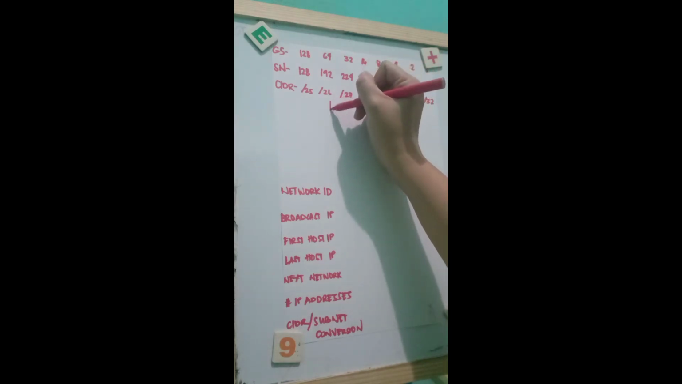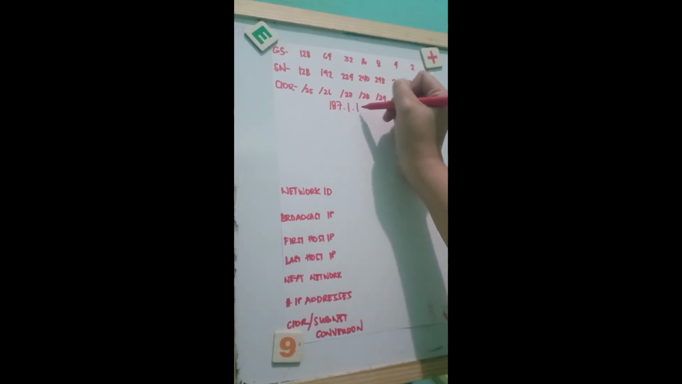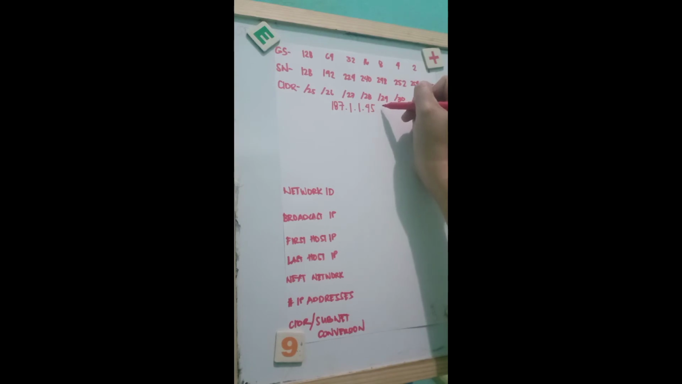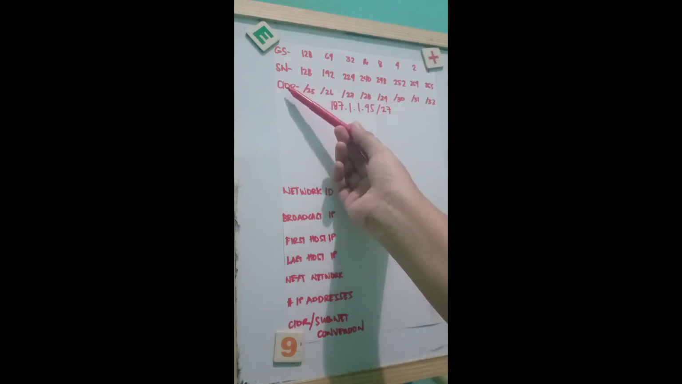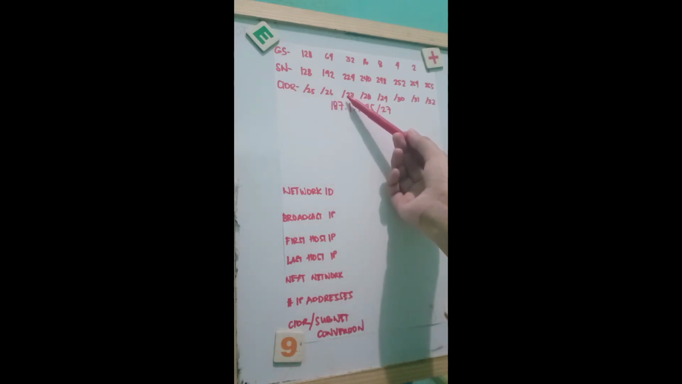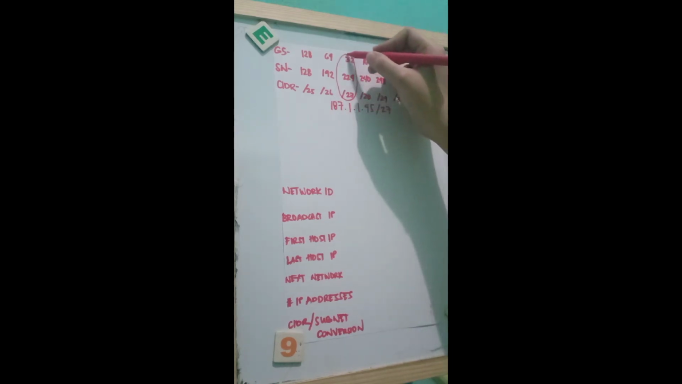For example, we have here 187.1.1.45, and I will use /27. At first, we have to locate the /27 on the subnetting table. So this is our decider. We have to look for /27, and there you go. So let's circle it.